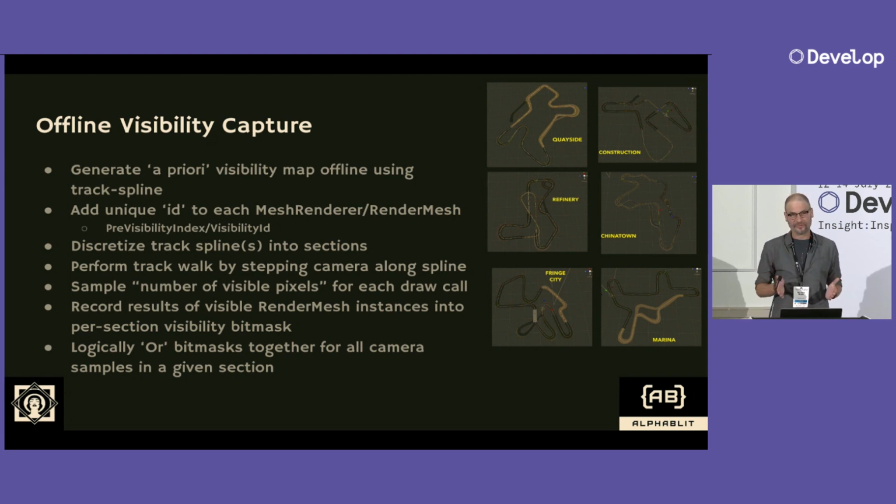The memory requirements here are pretty negligible. For 8,000 renderables, it's about 1K. So if you had 50 sections, about 50K. Obviously, we had multiple splines, so it added up to a bit more than that, but just something to keep in mind. And then you can logically order these bitmasks together for all the camera samples within a given section. You're just running a lot of camera samples and saving that data so you know what is going to be visible. To make it clear, the bit is set to 1 if it's visible and 0 if it's not.